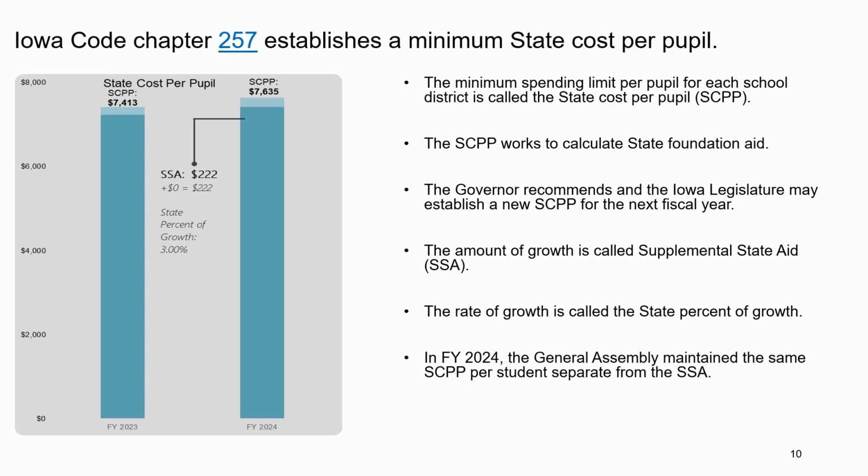In fiscal year 2024, the General Assembly maintained the same state cost per pupil separate from the SSA. The General Assembly did not add any additional dollars to the state cost per pupil above the SSA generated by the state percentage of growth. The added dollars are a way to bring up the school districts with a lower district cost per pupil to bring the funding closer to those districts with a higher district cost per pupil.